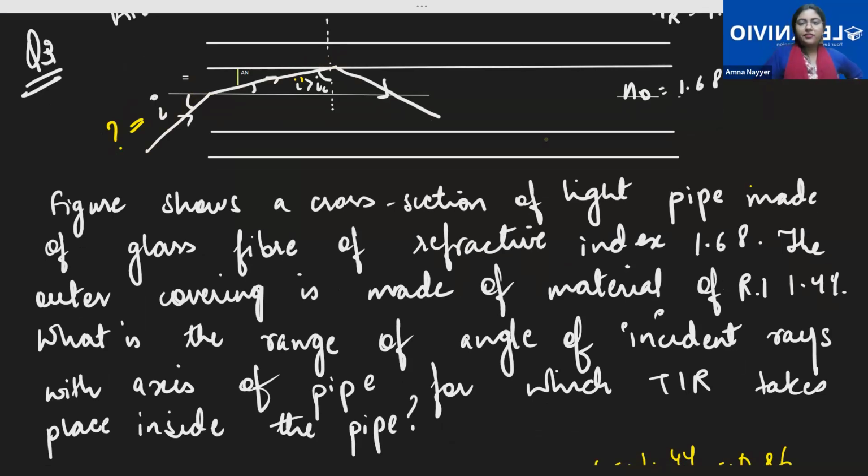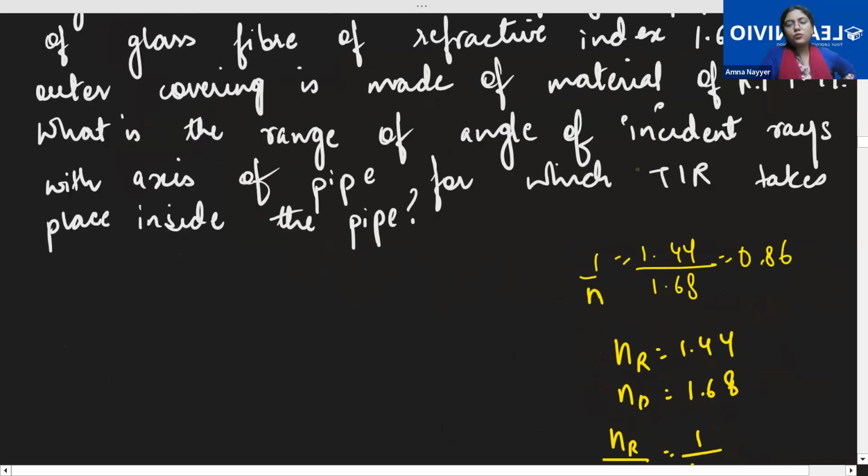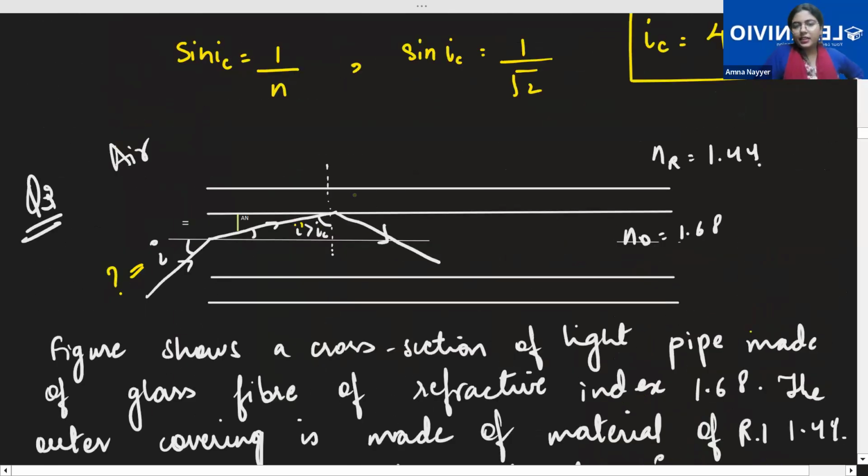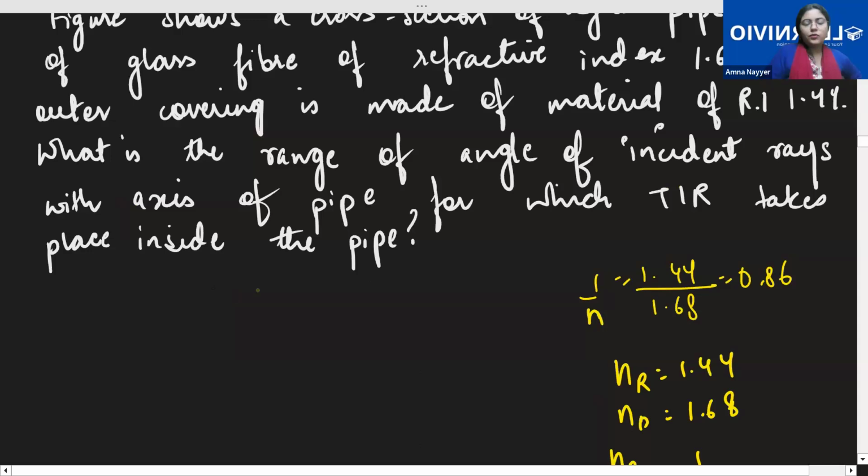Getting my point? So refractive indices are given. First, we'll calculate the refractive index. What is 1 by r? Because we know, see, if here TIR has occurred, then for TIR, we know one thing.